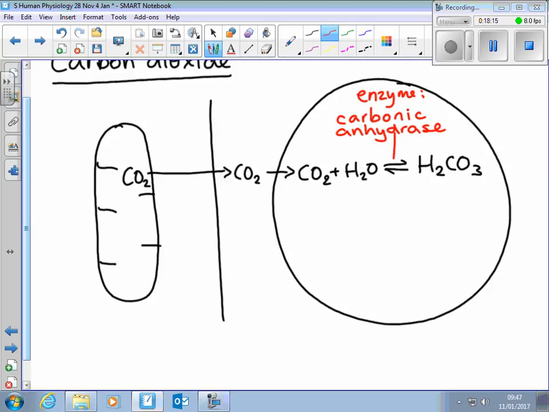From there, you can see that the carbonic acid, the H2CO3, breaks up. It dissociates. Okay, we've got the two-way arrow again, and it breaks up into hydrogen ions and hydrogen carbonate ions. All right, so this is where the trouble's going to start.